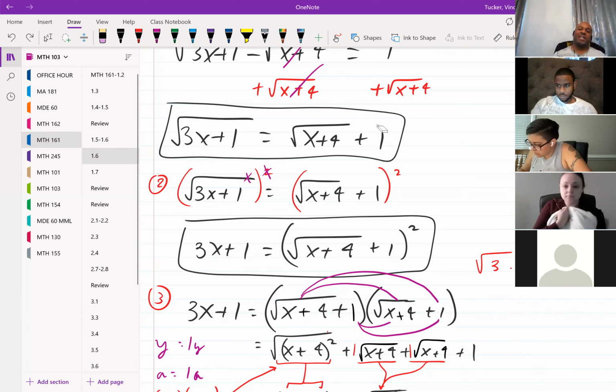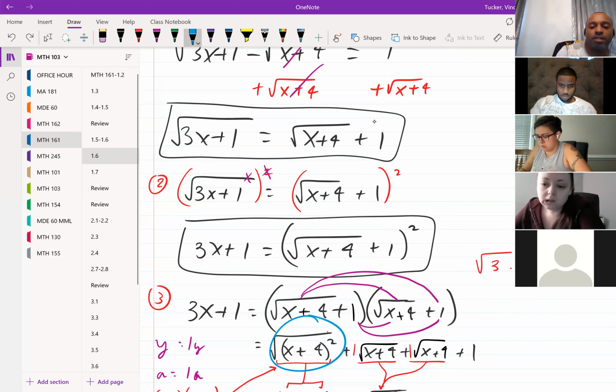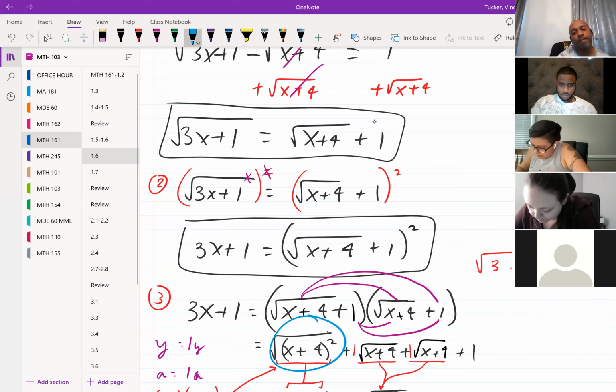Okay. So when you FOIL it out, that's the square root of x plus 4 times the square root of x plus 4, which gives us, once again, the square root of x plus 4 squared. Then the square root of x plus 4 times 1 is just the square root of x plus 4. Then 1 times the square root of x plus 4, once again, the square root of x plus 4. 1 times 1 is just 1 in the back.